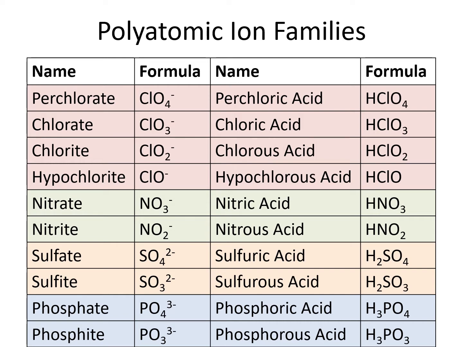These oxyacids have naming rules based on the ending of the polyatomic ion. If the polyatomic ion ends in ate, change the ending to ic acid. If the polyatomic ion ends in ite, change the ending to ous acid. So nitrate becomes nitric acid, and nitrite becomes nitrous acid.